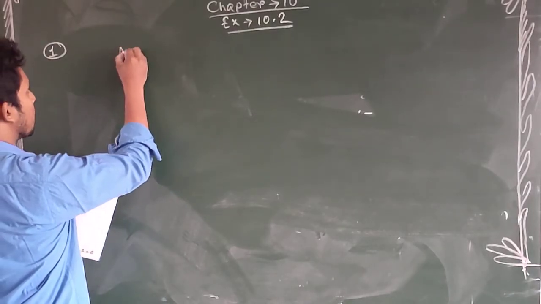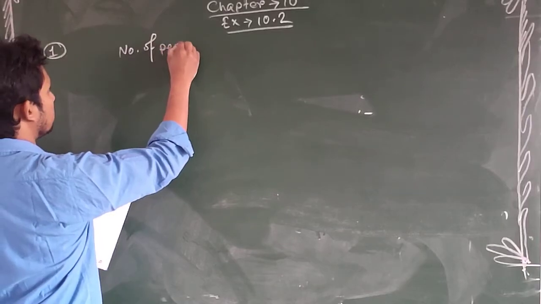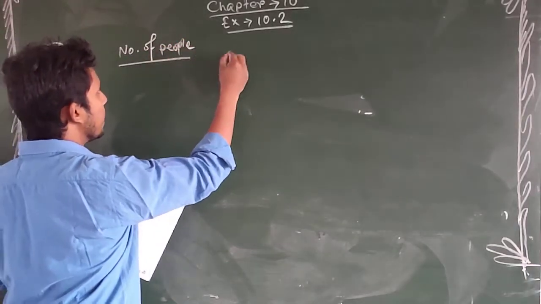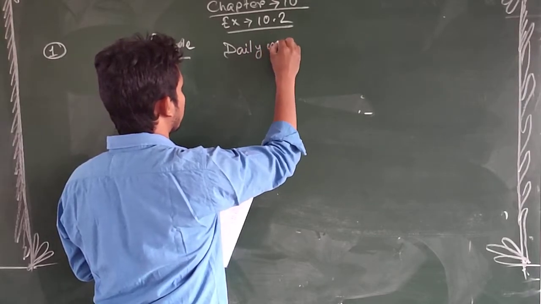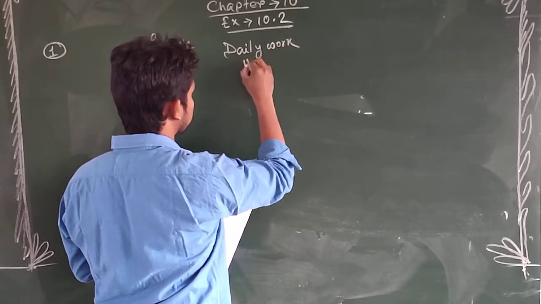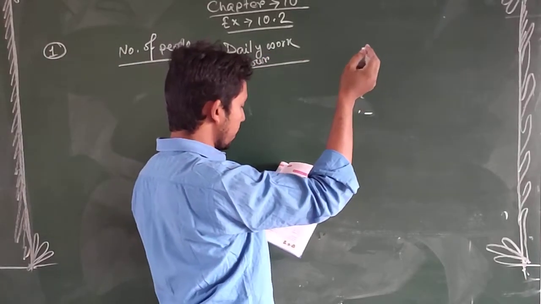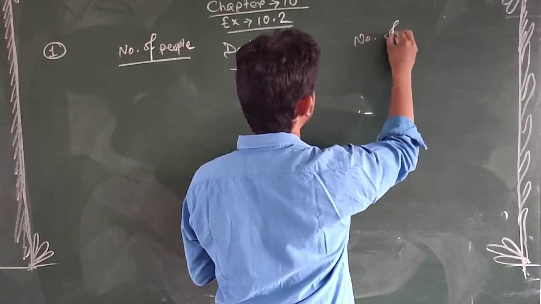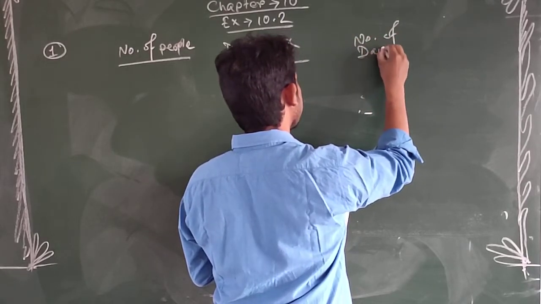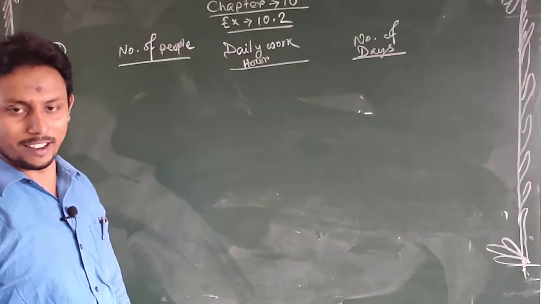So here number of people, and here daily work hours, and now the next one is number of days. So here I have written number of days at last because we need to find that one. That's why I have written that one at last.